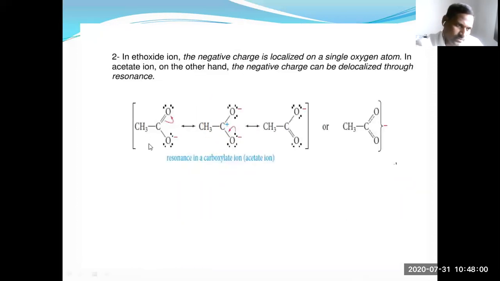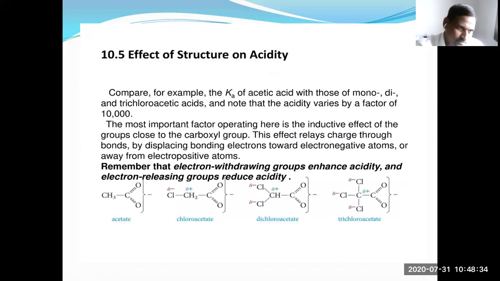So you can see here also the resonance in carboxylate ion, that means acetate ion, like this. The carboxylate ion undergoes resonance. This is the resonance hybrid structure. These two similar resonance structures are possible in carboxylate ion. That's why carboxylic acids are more acidic in nature. So, effect of structures on acidity.